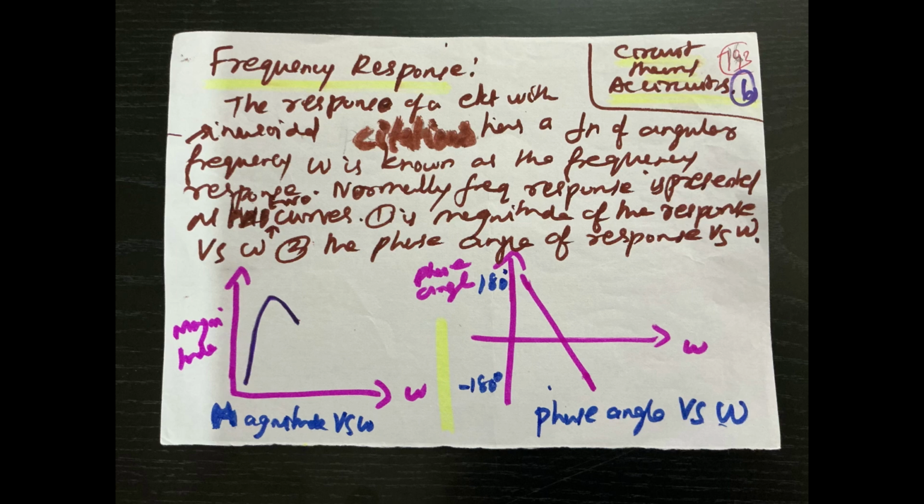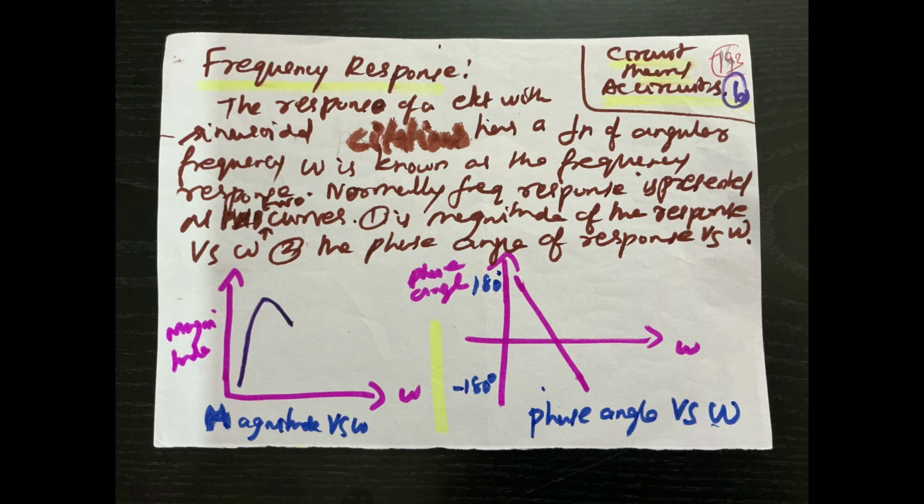The frequency response has two curves: one graph is magnitude versus omega, and the second graph is phase angle versus omega. The phase angle ranges from 180 degrees to minus 180 degrees. The curves are shown on that page. The response of a circuit with sinusoidal excitations as a function of angular frequency omega is known as the frequency response.